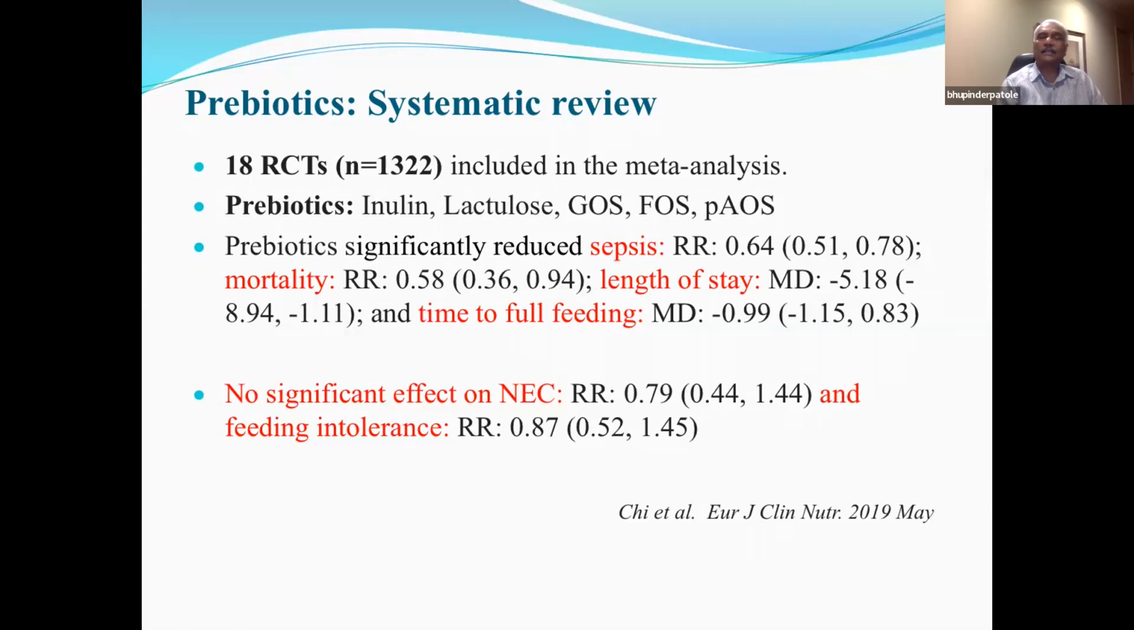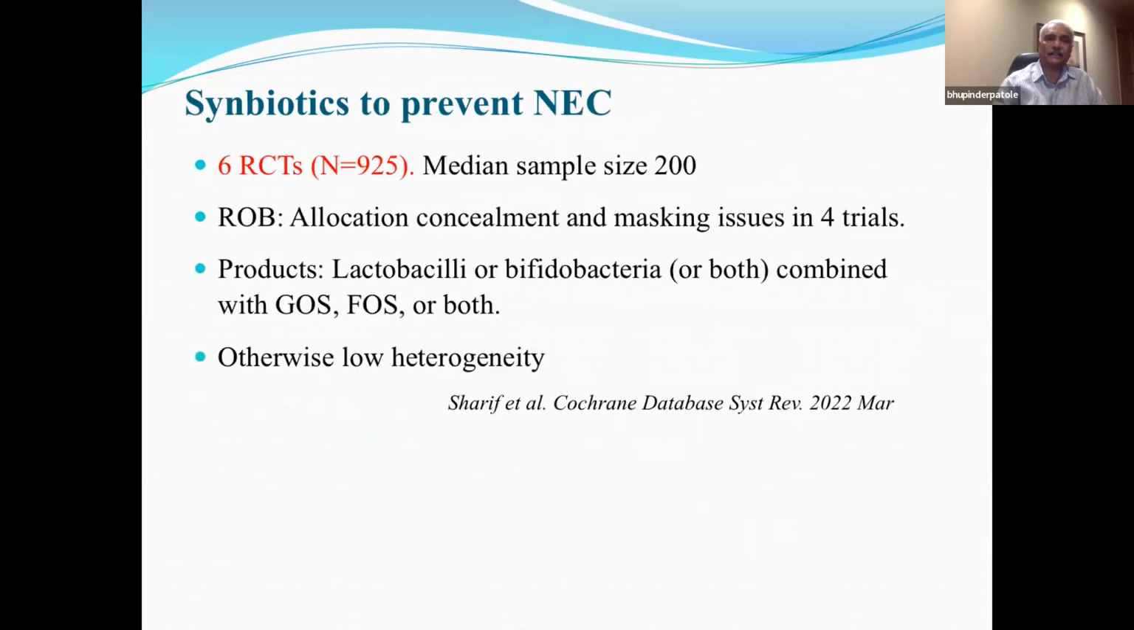Now, depending on whether you like systematic reviews or not, you can interpret the findings on NEC by simply saying the sample size is not adequate to know the effect on NEC. Optimistic people will say, yes, I can see that 1.44 in the bracket, but overall it says that I cannot rule out a possible benefit of prebiotics on prevention of NEC. So that's the current state of affairs in terms of systematic reviews of prebiotic RCTs.